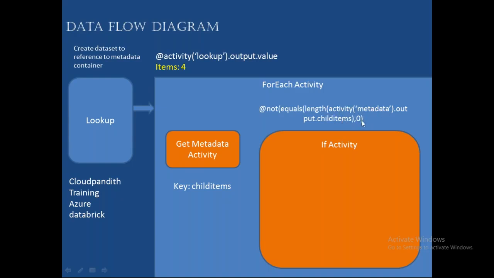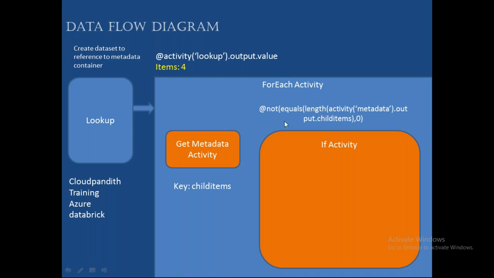Length means it will give you count. Okay, file count, if it is 2, it will give 2. So now when I compare it equal to 0, it is going to return true. Equals means what? If the length of this child items is 0, meaning when I don't have any files, it is going to return true.